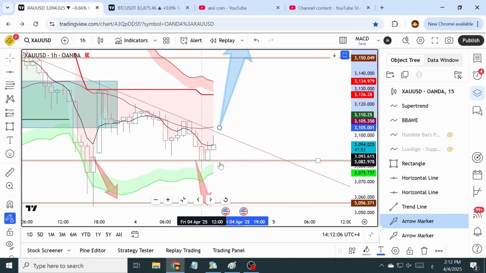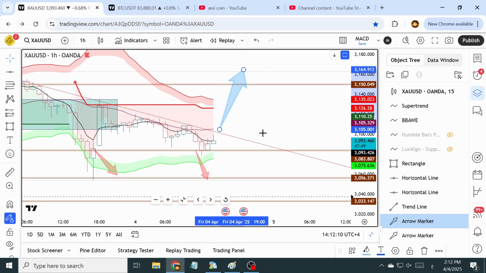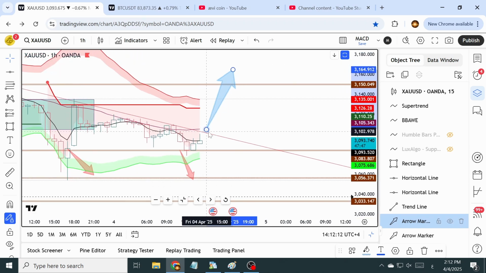and close below these levels. We have to be very watchful because there is very important data coming out today, and this data could move the market aggressively.